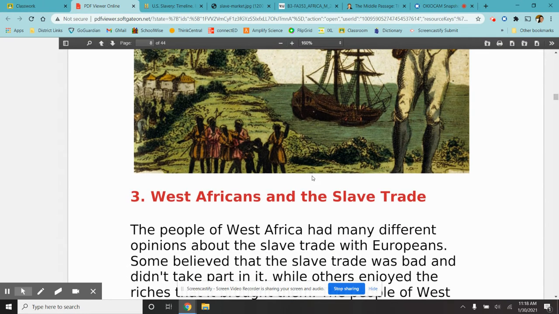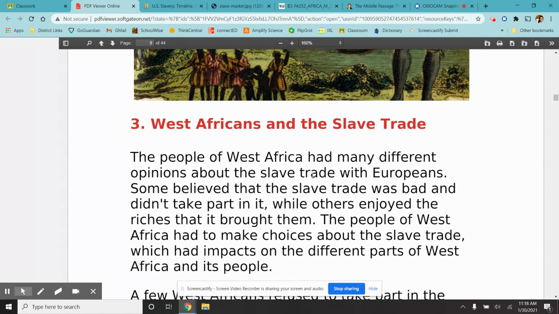The West Africans and the slave trade. The people of West Africa had many different opinions about slave trade with Europeans. Some believed that the slave trade was bad and didn't take part in it, while others enjoyed the riches that it brought. The people of West Africa had to make a choice about slave trade, which had impacts on different parts of West Africa and its people. Remember that if they traded, they received guns and metals and all these other items that they saw as desirable. So that's how one way was promoted within the different groups and villages within Africa.